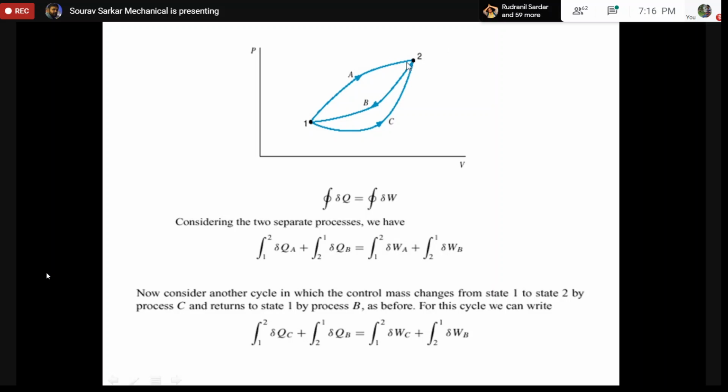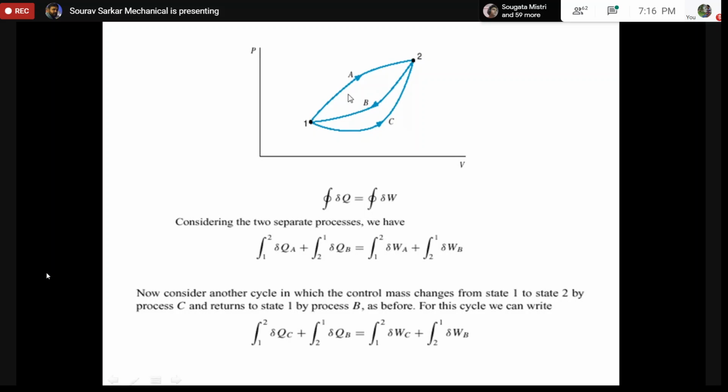Now, whenever you are coming from point 2 to point 1, there will be some heat transfer, which will be the integral from 2 to 1, where 2 is the initial state and 1 is the final state. That is δQ_B. So this is the net heat transfer. Is it positive? Is it negative? I am not bothered about that. I am considering that in all those cases my heat transfer is positive. If it is negative, the sign will automatically be taken care of. So you don't need to bother about that.